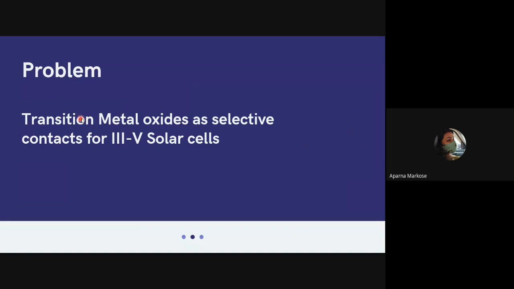So the problem, in one word, is transition metal oxides as selective contacts for III-V solar cells. This III-V means the third group elements and fifth group elements, basically indium phosphide, selenides, like that. You can search, there are other elements also, but in this case we are taking indium phosphide. That's why it is called III-V solar cells.